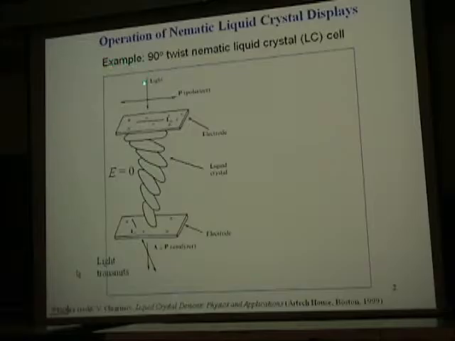Now, light comes in from the top and is linearly polarized parallel to the liquid crystal director at the top plate. Now, the optics of this device is such that the light polarization will rotate with the twist of the molecules. And therefore, in the end here, the light polarization will be rotated by 90 degrees. And at the exit, there is a second polarizer with its optical axis rotated at 90 degrees to the first polarizer. And with this arrangement, light can pass through the device.